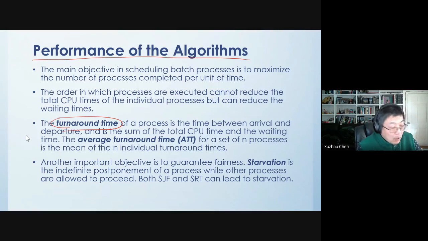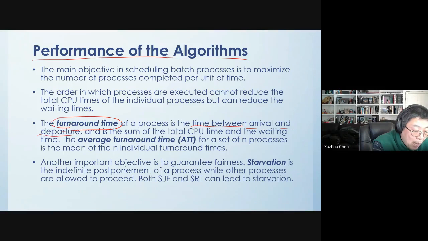So the turnaround time of a process is the time between arrival and departure, and is the sum of the total CPU time and the waiting time. Okay, that's the turnaround time. Let's go back and check what's the turnaround time for each.